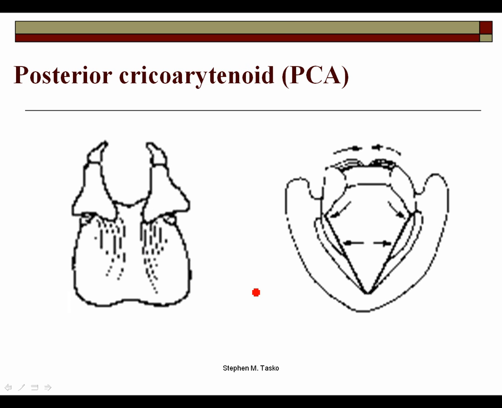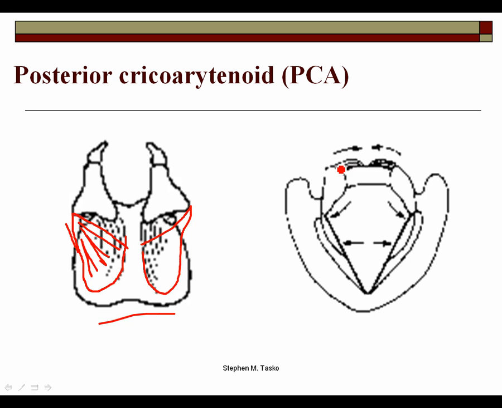Now, the posterior cricoarytenoid is a true antagonist to the lateral cricoarytenoid. This is now a posterior view of the arytenoid with the cricoid, with the arytenoids on top. The posterior cricoarytenoid has an origin that's sort of broad-based on the posterior surface of the cricoid, and then fibers go up and again attach to the muscular process of the arytenoid cartilage. The fiber orientation is roughly like this on each side. And so when it contracts, it's going to pull on the muscular process.